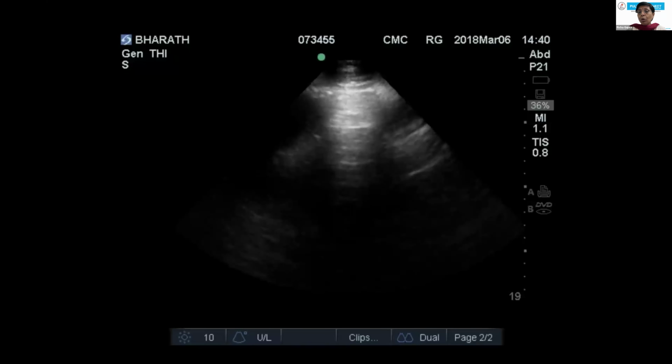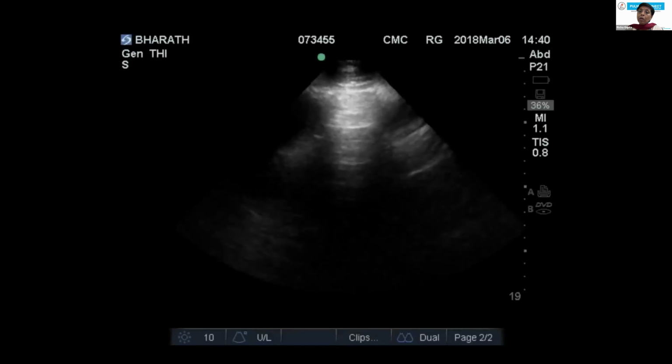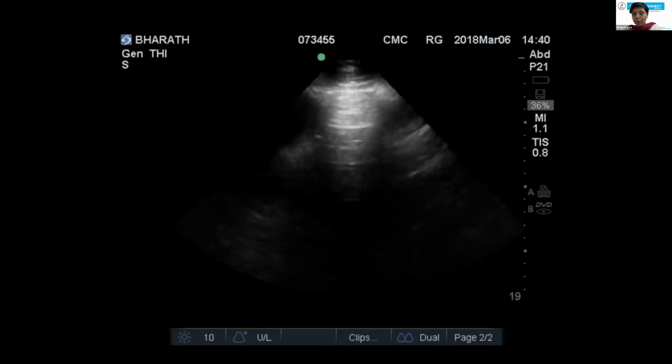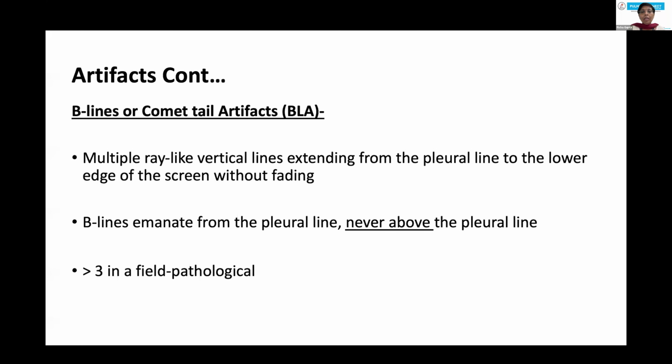If you have got a pneumothorax, then you can have those multiple lines. Whether it is pathological or physiological, you have to correlate with the clinical history of the patient. Let's go to the other artifact, which is called B line or the comet tail artifact.